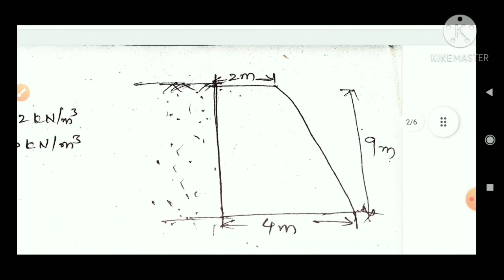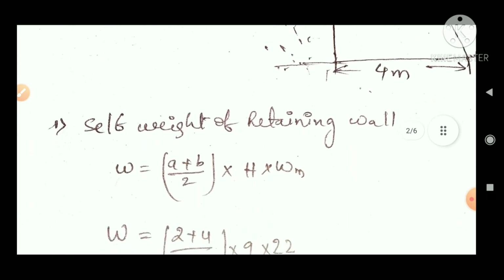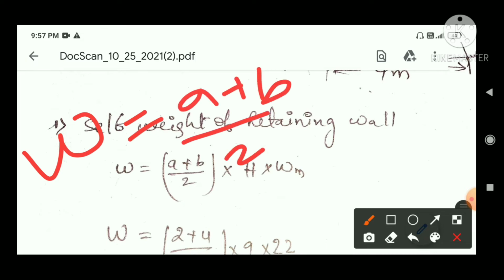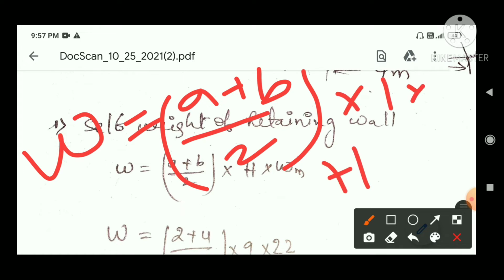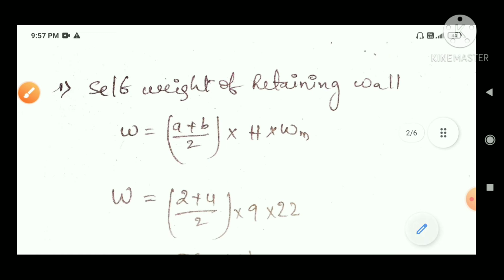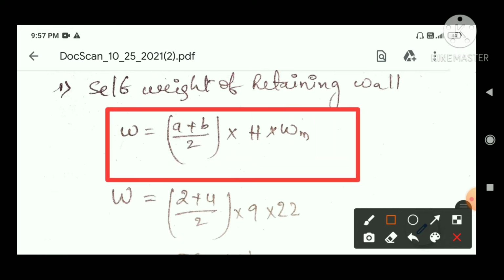This is a trapezoid section, so a trapezoid section always has a constant formula, that is capital W equals (A plus B) by 2 into H into Wm. Okay, this is the formula of the trapezoid section. This is very important.